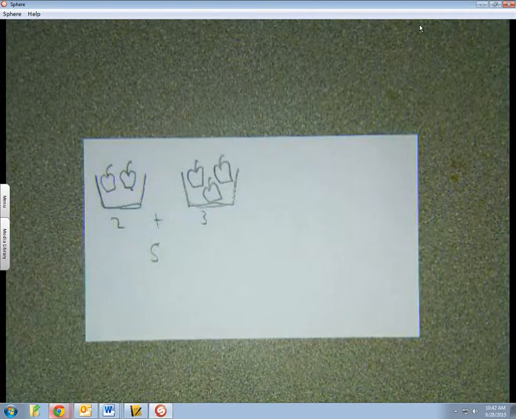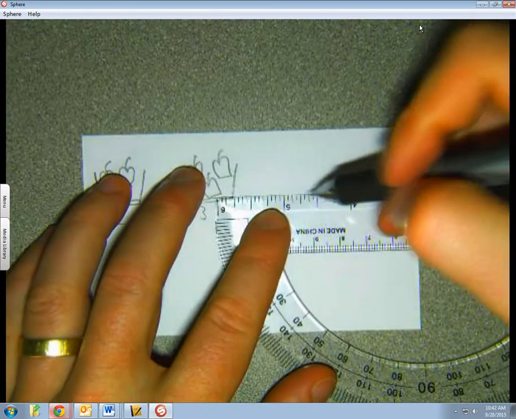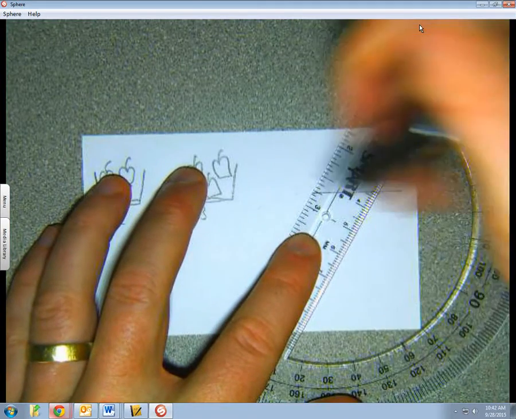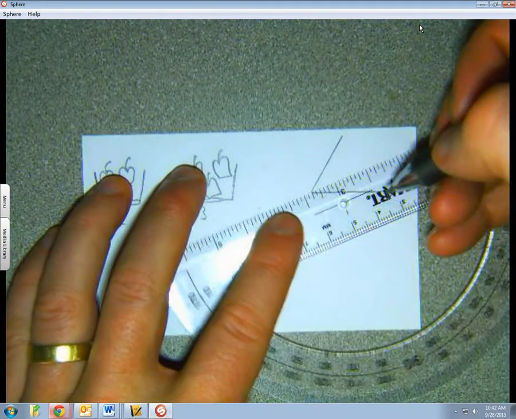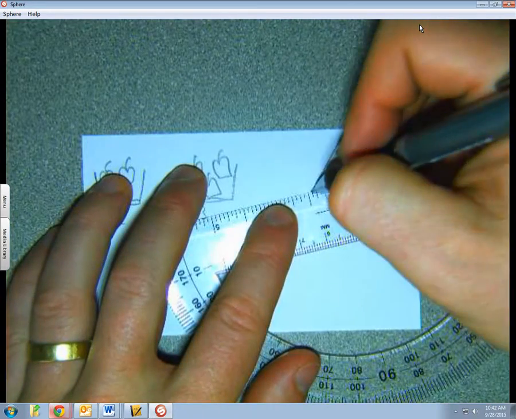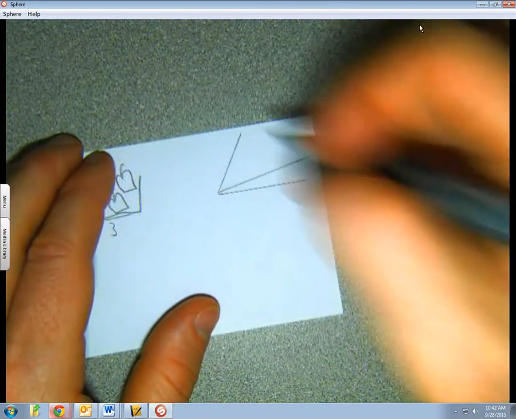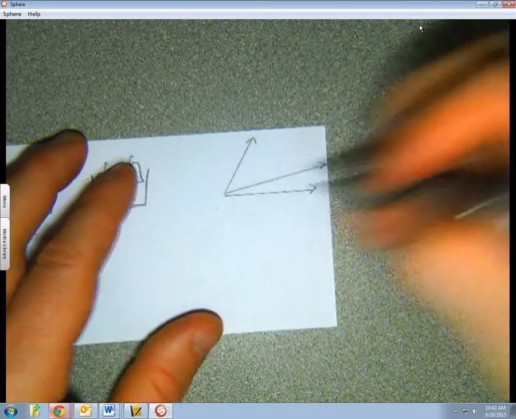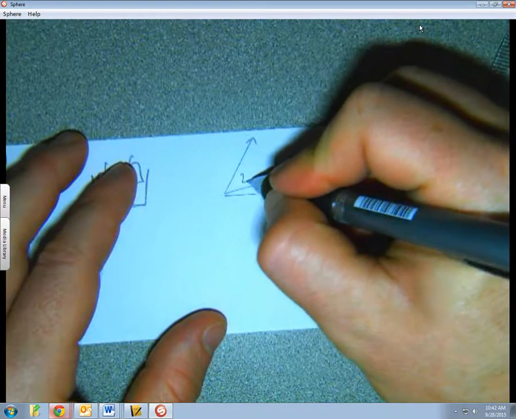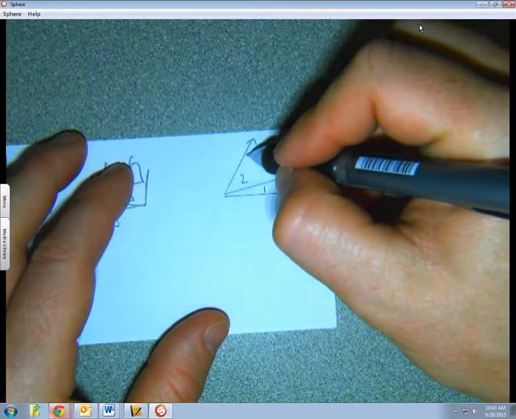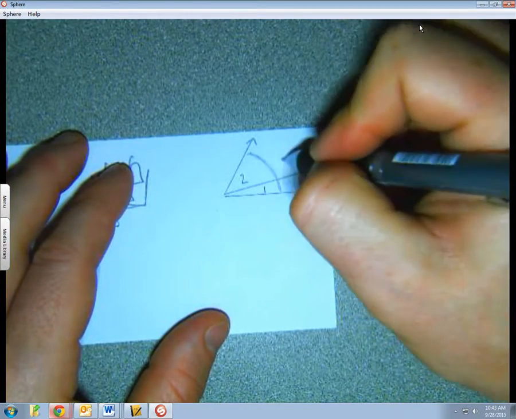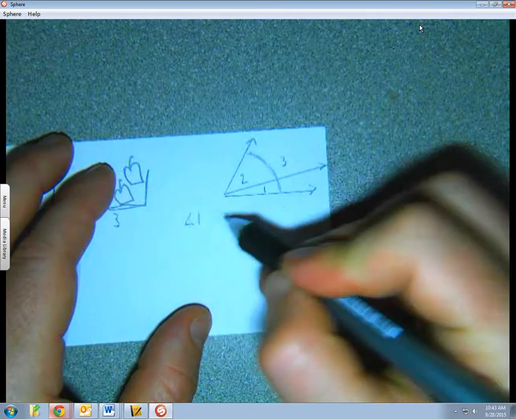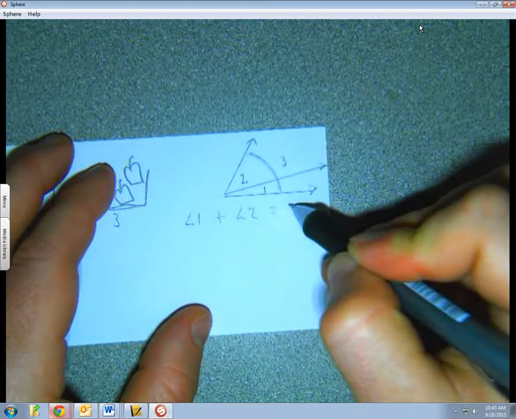So let's draw some angles. Just for simplicity's sake, we'll call this 1 and we'll call this 2. And we'll call this whole big thing 3. So if we took angle 1, added to angle 2, we would get angle 3.